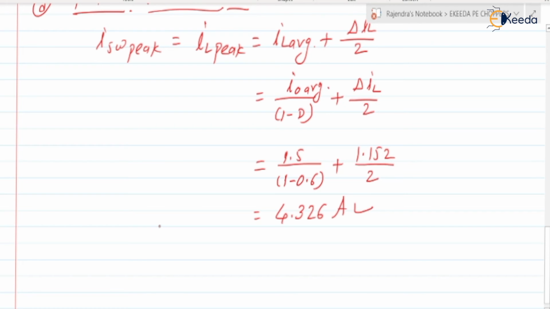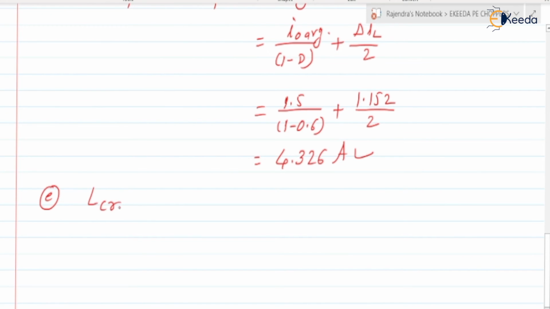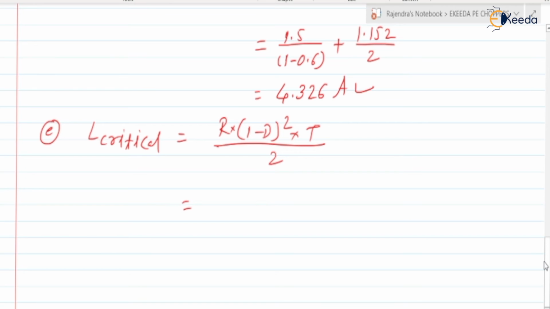Next, the critical values of L and C, the last bit. So L critical is equal to, we have the expression for L critical and the C critical also. In L critical, it is equal to R into (1 minus D) square into T divided by 2. Next, what is R? R is not given, but we can find it as V0 average by I0 average. I am going to replace R with V0 average divided by I0 average.